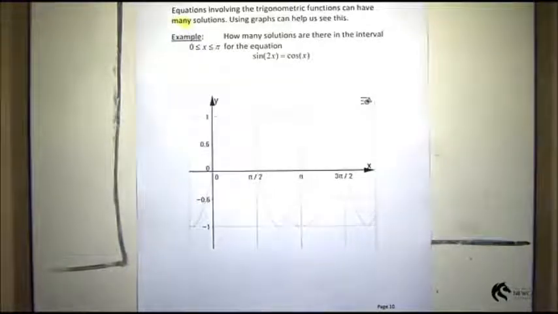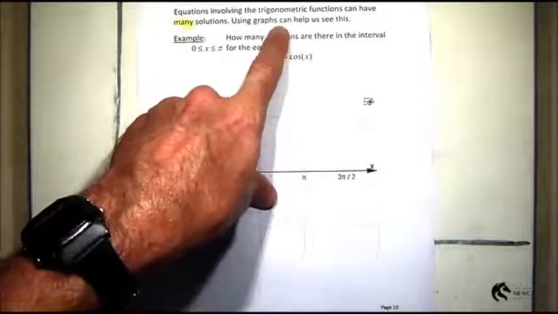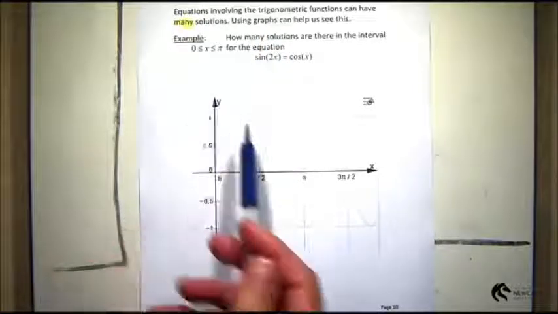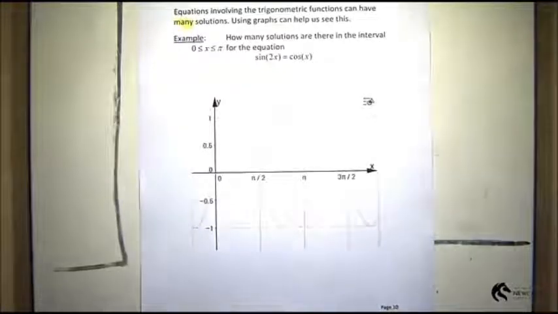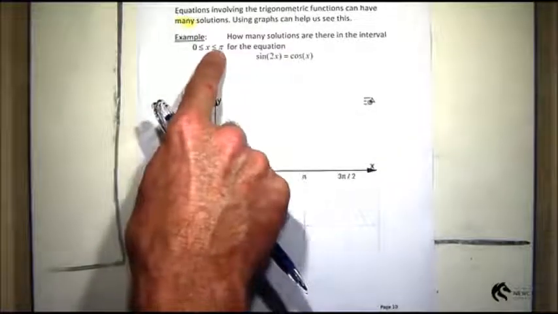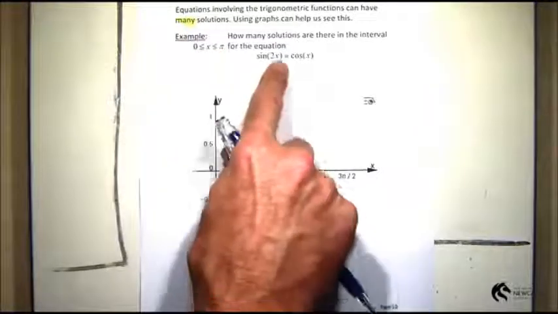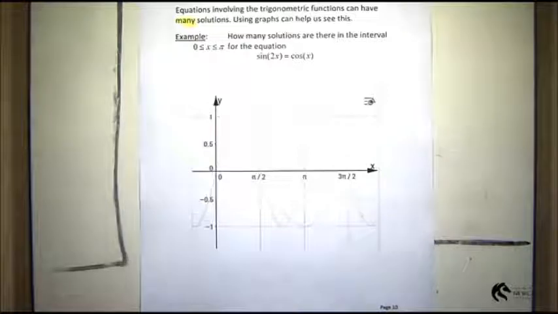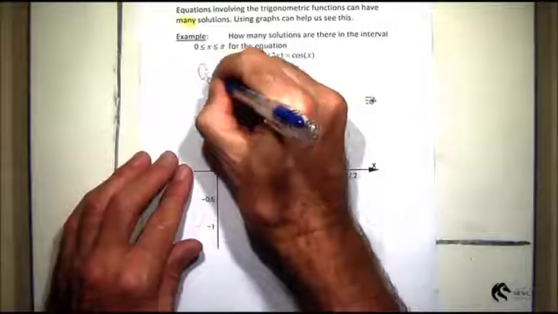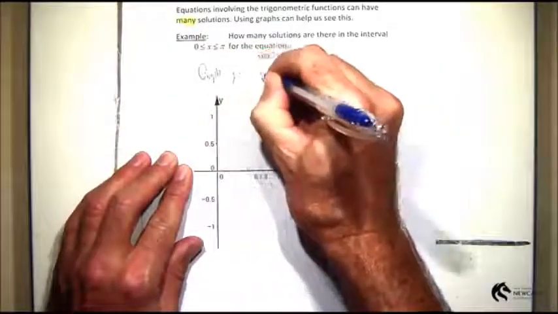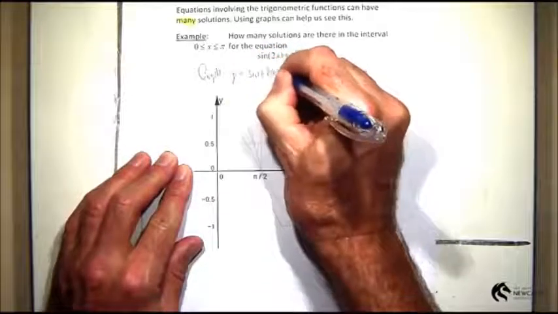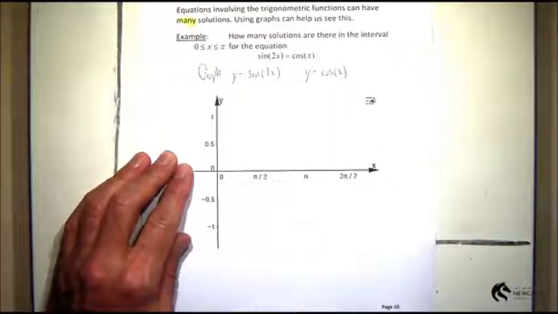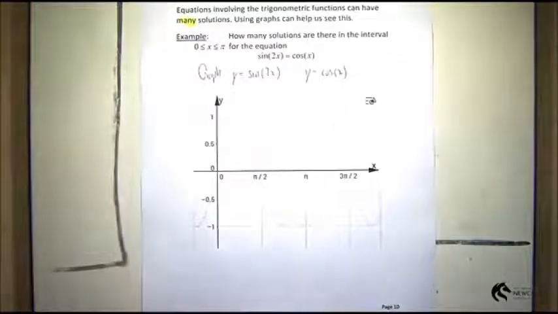To get an idea, I said using graphs can help us see this. So to begin with, here's an example where we're working graphically. It says, how many solutions are there in this interval between 0 and pi for the equation sine 2x is equal to cos x? What you would do is graph y is equal to sine 2x, and then graph y is equal to cos x and see where those graphs intersect, and that will tell you where those values are equal.